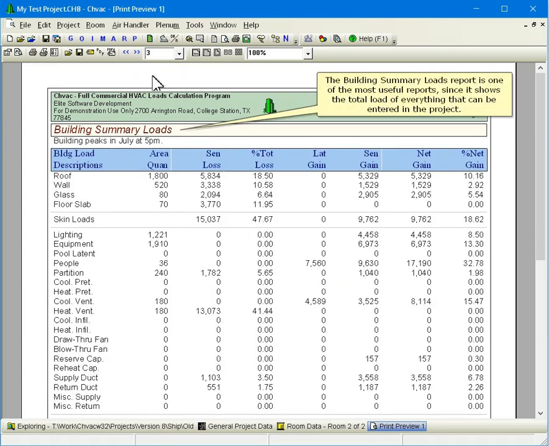The Building Summary Loads report is one of the most useful reports since it shows the total load of everything that can be entered in the project.